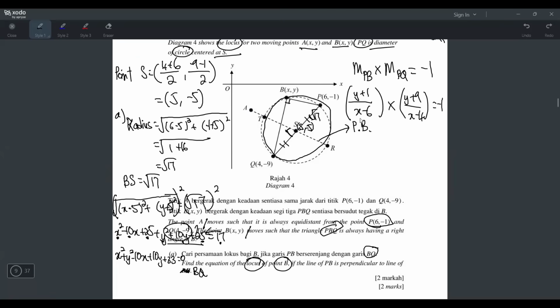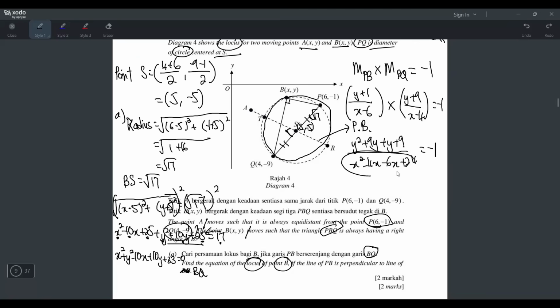Okay, up to here, I will multiply top times top, bottom times bottom. So it becomes y plus 1 times y plus 9, it becomes y square, and then y times 9 is 9y, 1 times y is 1y, and then 1 times 9 is 9. This is how you multiply, like this, like this, like this. Okay, the bottom I will also expand. So it becomes x times x, x square, x times -4, -4x, -6x, positive 24 equals -1.